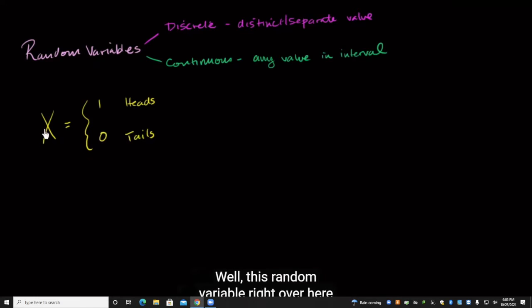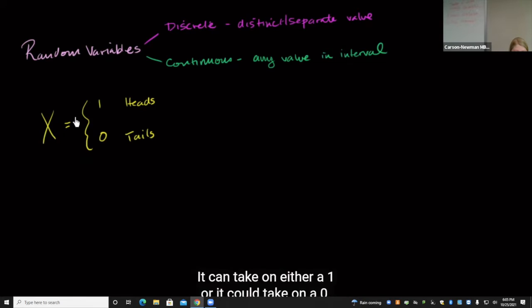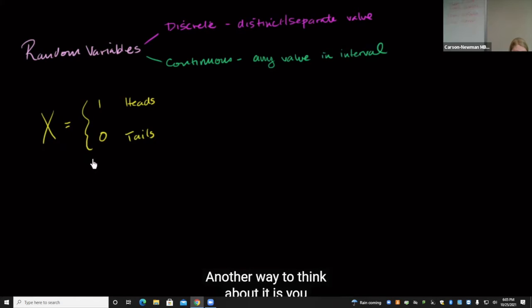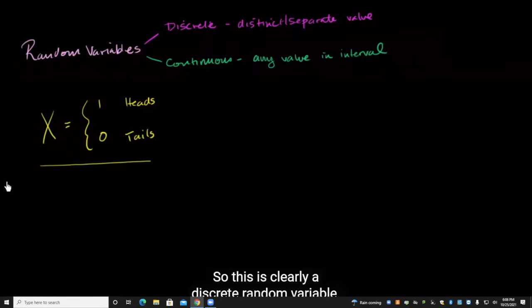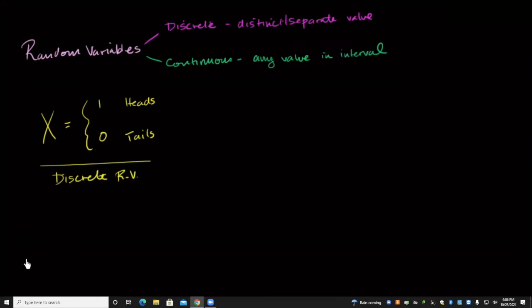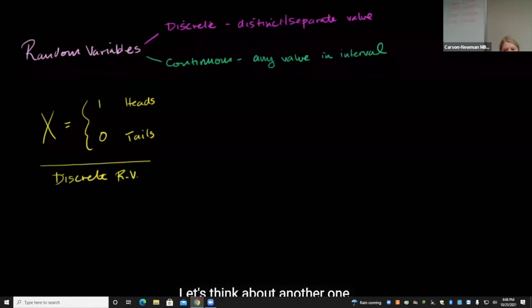Well, this random variable right over here can take on distinct values. It can take on either a 1 or a 0. Another way to think about it is you can count the number of different values it can take on. This is the first value it can take on. This is the second value that it can take on. So this is clearly a discrete random variable. Let's think about another one.